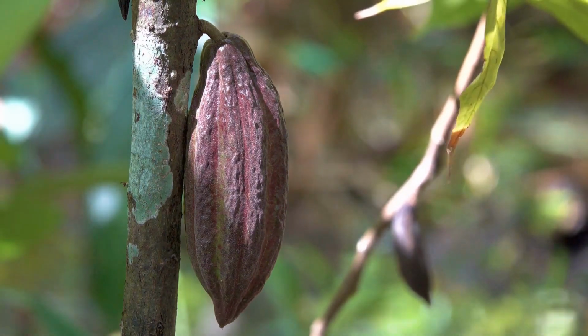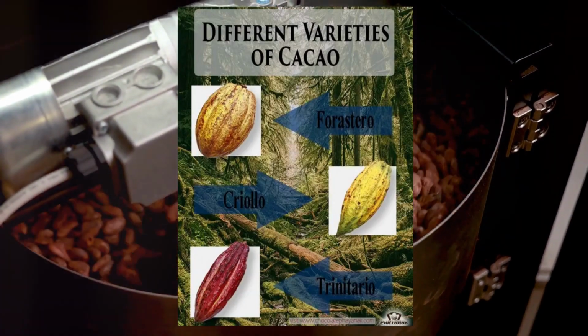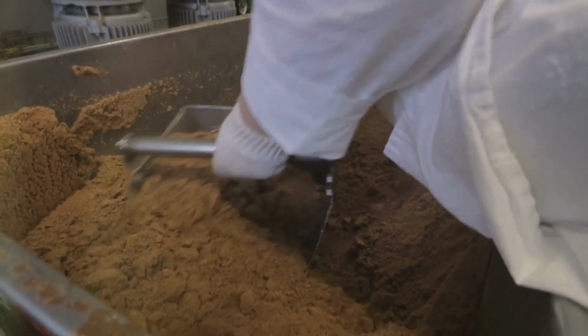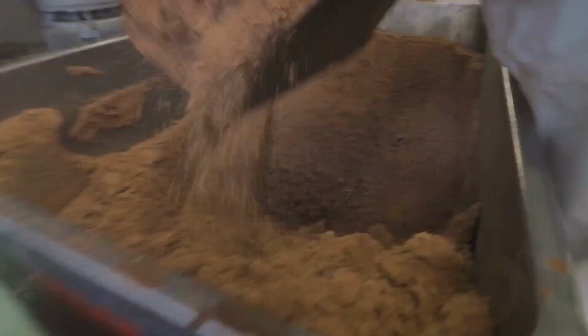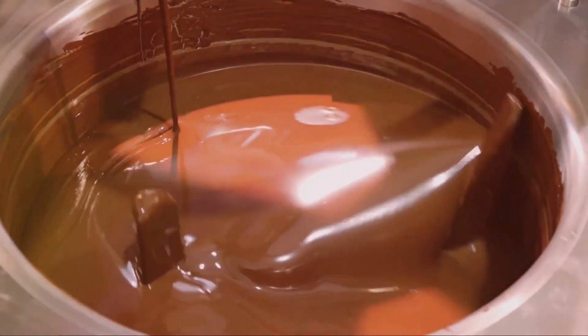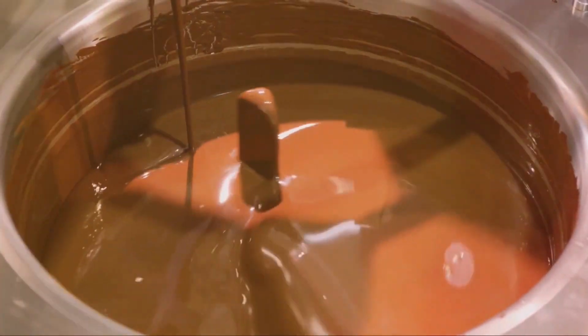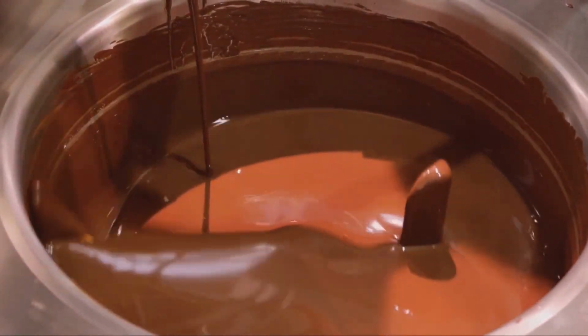Now, not all cacao trees are created equal. There are three main types: Forastero, Criollo, and Trinitario. The Forastero is the most commonly found, known for its robust and strong flavor. The Criollo, on the other hand, is a rare gem, producing beans with a delicate and complex taste. And then we have the Trinitario, a hybrid of the two, balancing strength and subtlety in its flavor profile.